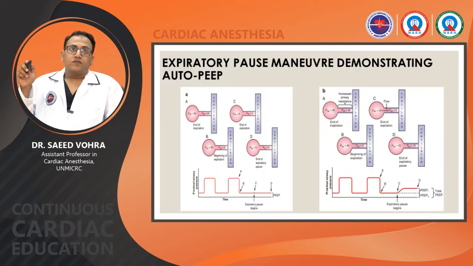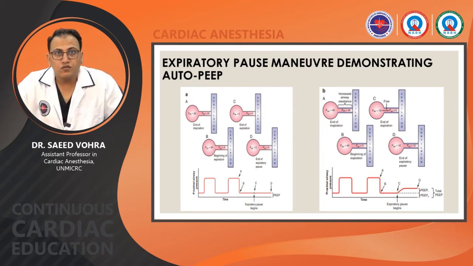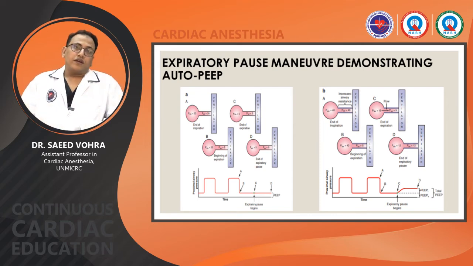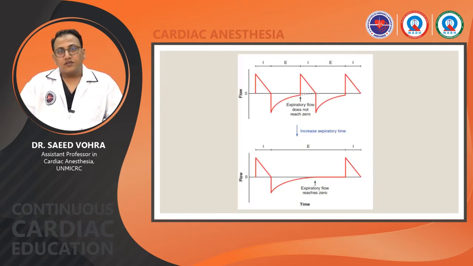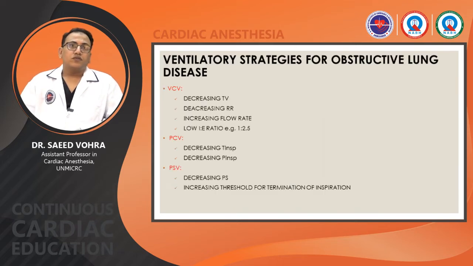Now the expiratory pause maneuver. As we have seen, the inspiratory pause maneuver was used to identify the plateau pressure. The expiratory pause maneuver can be used to know the auto PEEP. Now this figure shows how increasing the expiratory time will help in patients with expiratory flow limitation and avoid auto PEEP. Now ventilatory strategies for obstructive lung disease: basically you have to increase the expiratory time, or reduce the inspiratory time or respiratory rate.